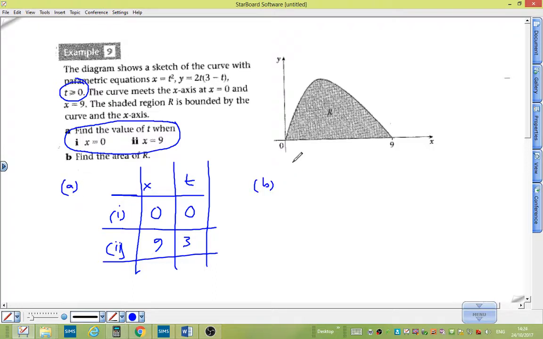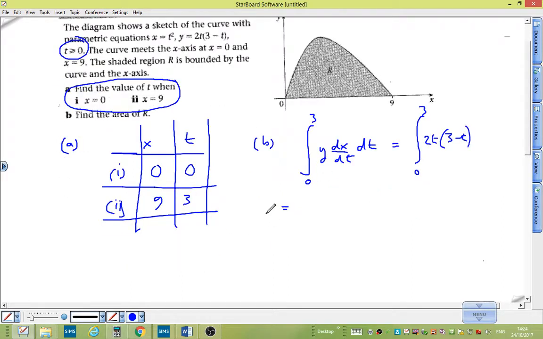Find the area R. So we know that it is the integral of y dx by dt dt, and the t limits are, as you can see, from 0 to 3, so 0 the lower limit and 3 the upper limit. And that gives us the integral from 0 to 3, where y has the value 2t, brackets 3 minus t, and it's all times dx by dt. Well, I need to differentiate that, so I'll slot that in just here. dx by dt is equal to 2t. So all of that has got to be times 2t and integrated with respect to t.